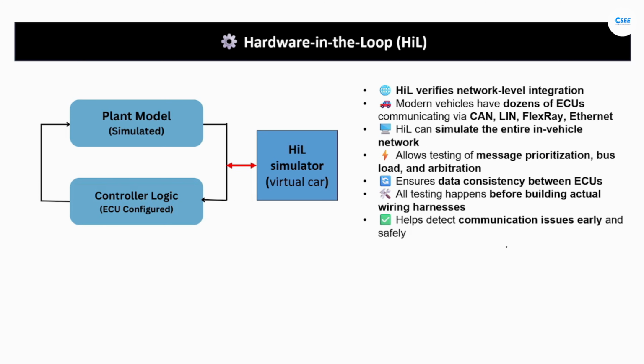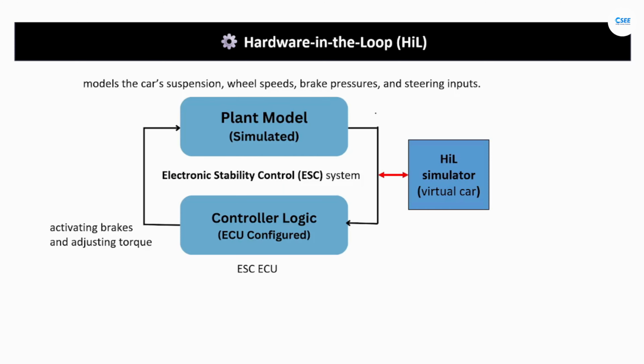HiL is also the stage where engineers verify network-level integration. Modern vehicles have dozens of ECUs communicating over CAN, LIN, FlexRay, or Ethernet. HiL setups can simulate the entire in-vehicle network. This allows testing of message prioritization, bus load, arbitration, and data consistency between ECUs before actual in-vehicle wiring harnesses are built.